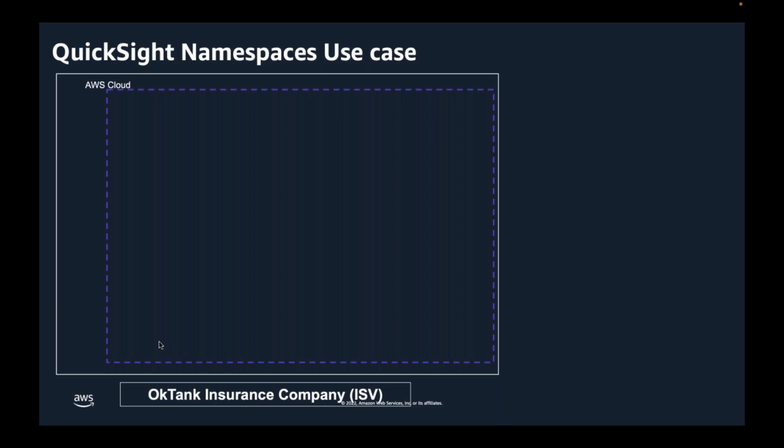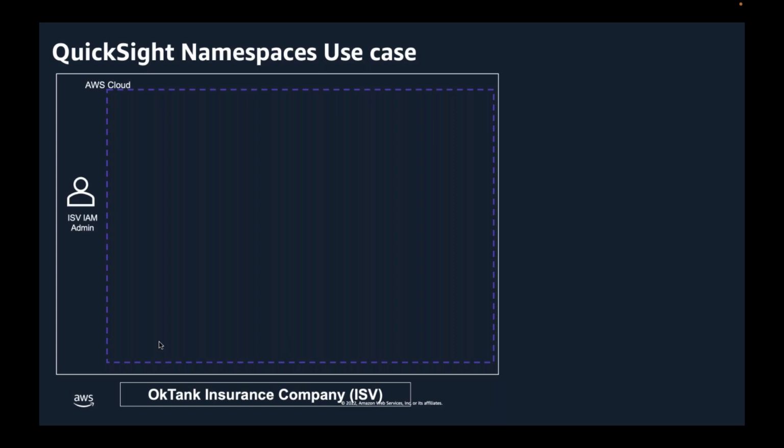OK Tank in this case is an insurance company. It has brokers in each state. So it is present in the United States. It has brokers in California, brokers in Florida, Washington, and all the 50 states, right? So those are the end customers or subsidiaries or clients, well, in this case subsidiaries, right? So OK Tank has its own app. It's embedding QuickSight into it.